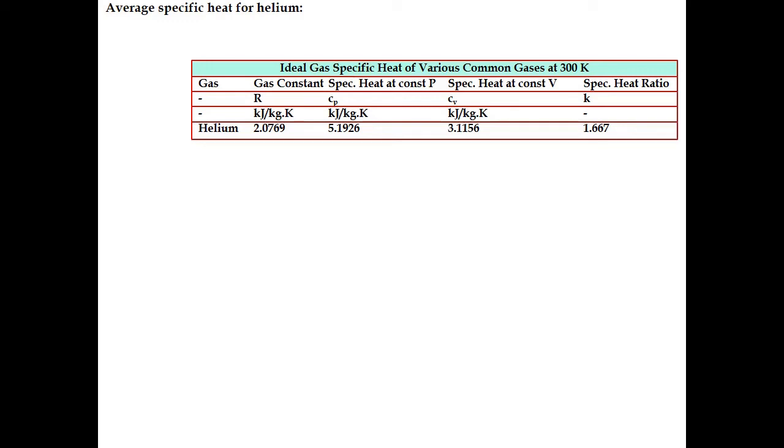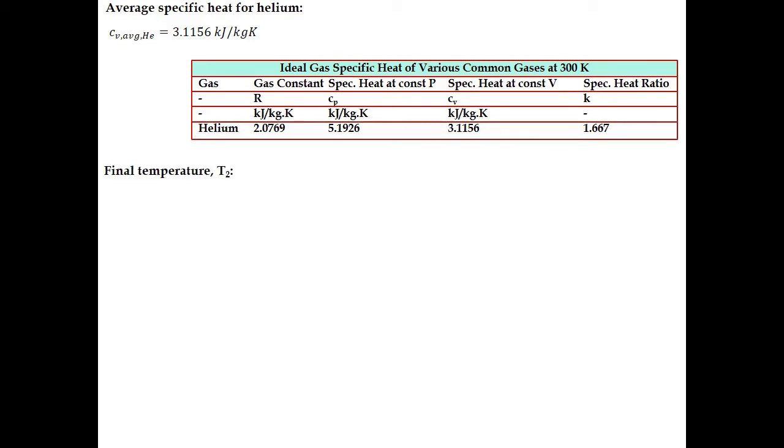Okay, so we have the table in terms of properties, in terms of Cv and Cp at constant temperature, where we have data for different types of gas. For helium, we will have Cv average for helium equal to 3.1156 kilojoule per kg Kelvin. So this is from the table. We can get this table from any thermodynamics book.